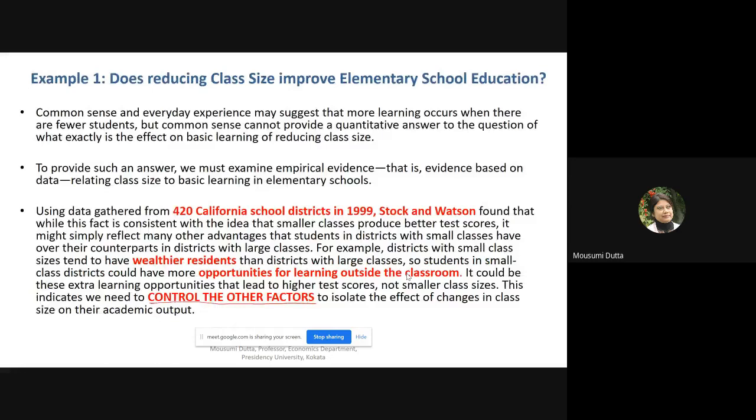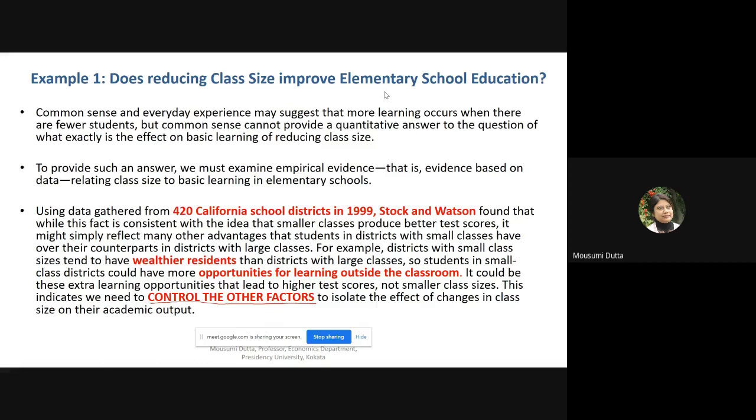Now, what is the relevance of this thing? First of all, if you consider any example, consider this example. Does reducing size of the class improve elementary school education? Suppose this is the question, and everybody has some idea, if the size of the class is small, in that case, the faculty will be able to give attention to each and every student, and the level of education will be better. Always we feel that, not at the school level only, for each and every level we feel that kind of thing.